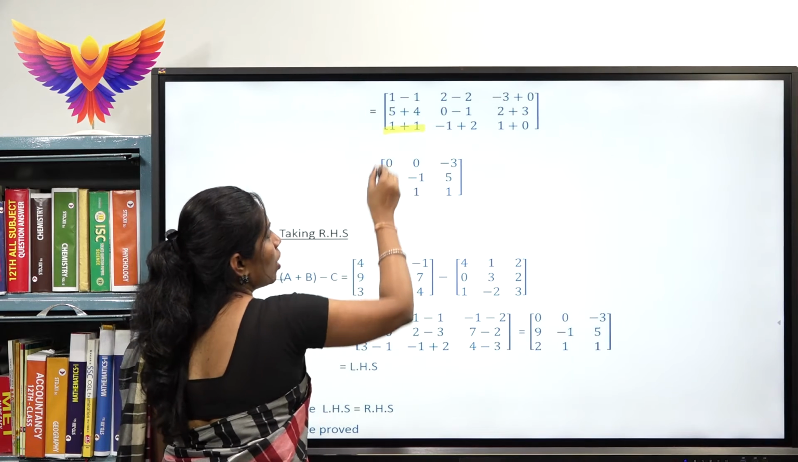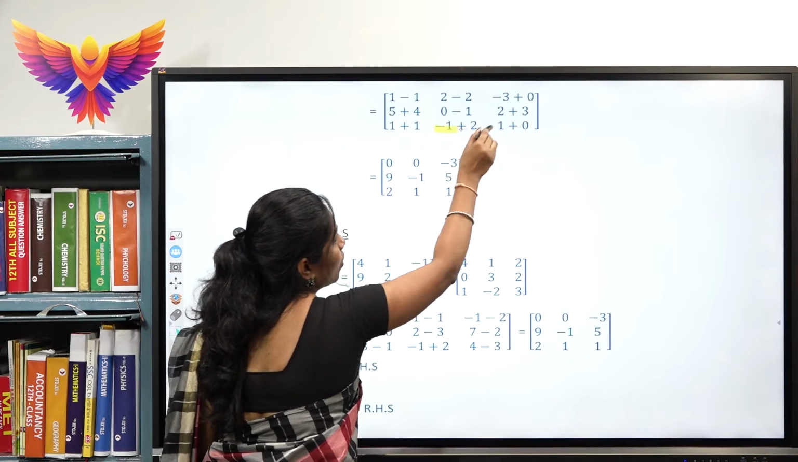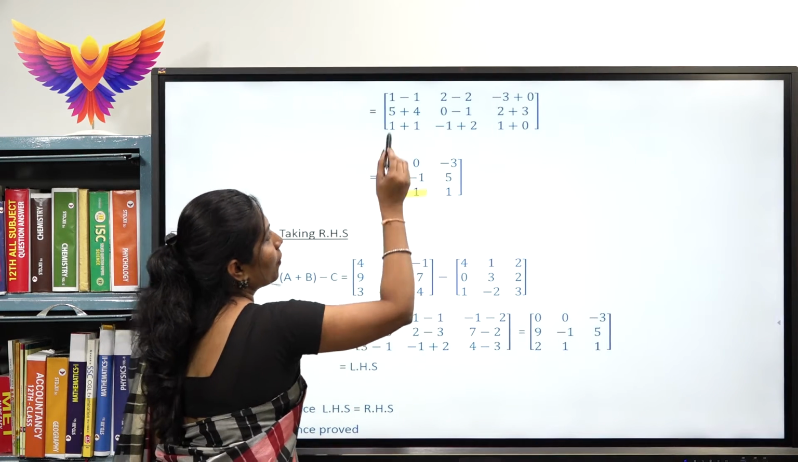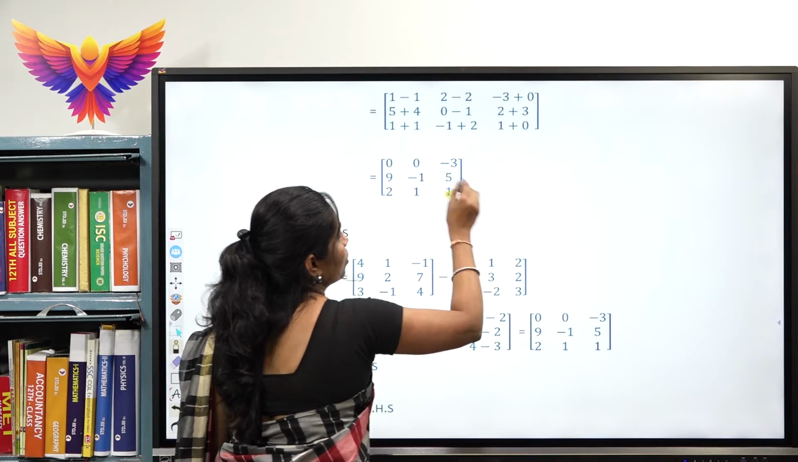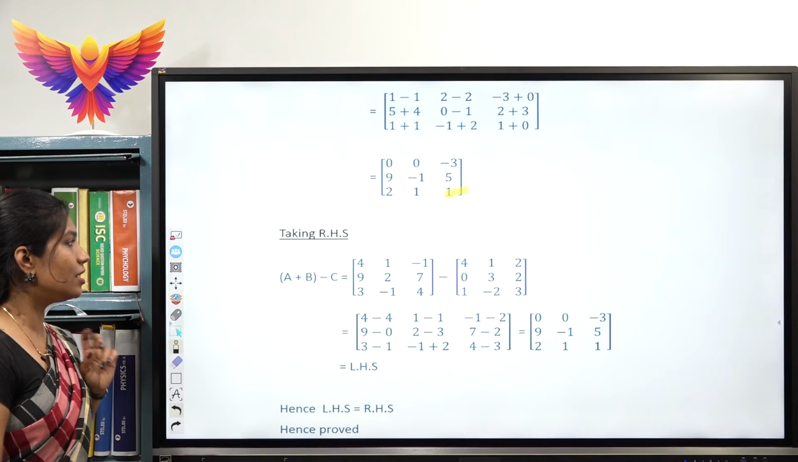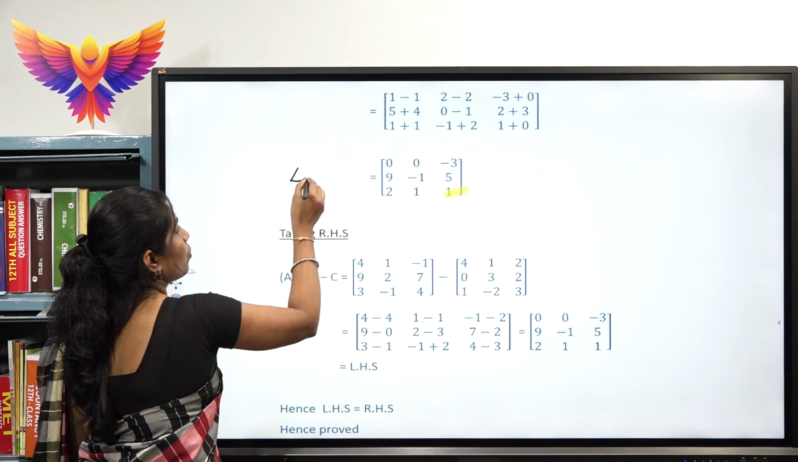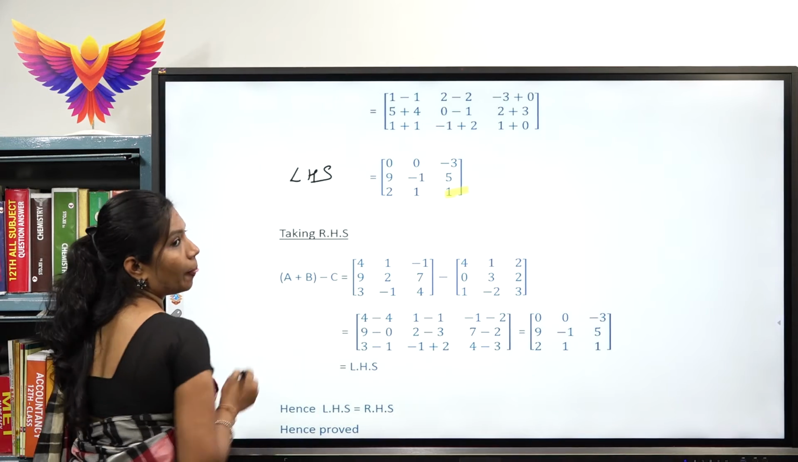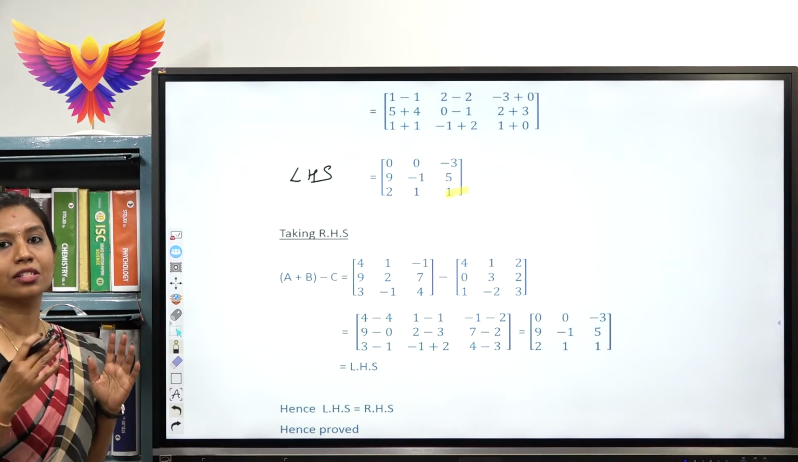Similarly, 1 plus 1 which is 2, minus 1 plus 2 it is 1 and again 1 plus 0 which is 1. So, I got the LHS. This is the LHS what we have. Now, we need to check whether RHS is also the same.